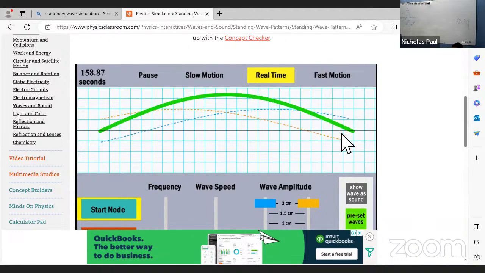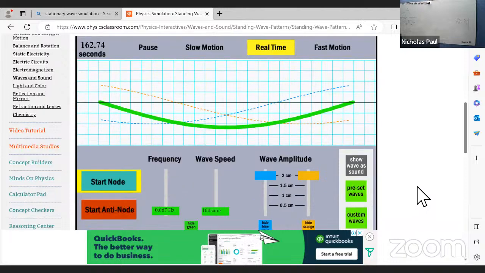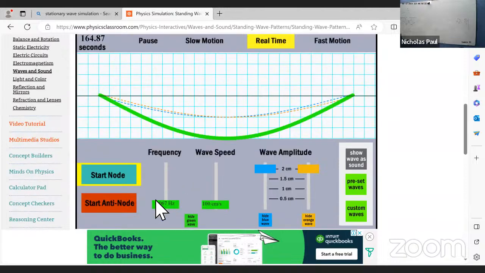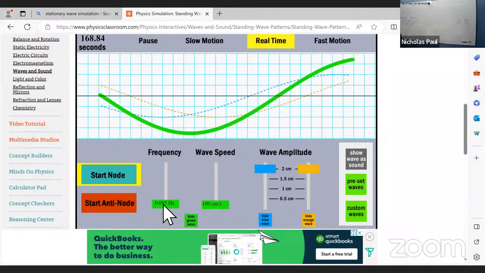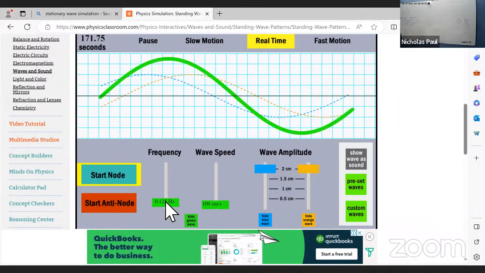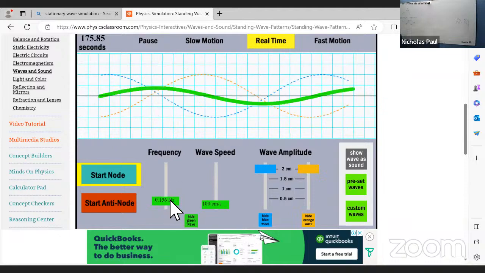Let's change the frequency now and see if we can adjust it. We can adjust it slower.